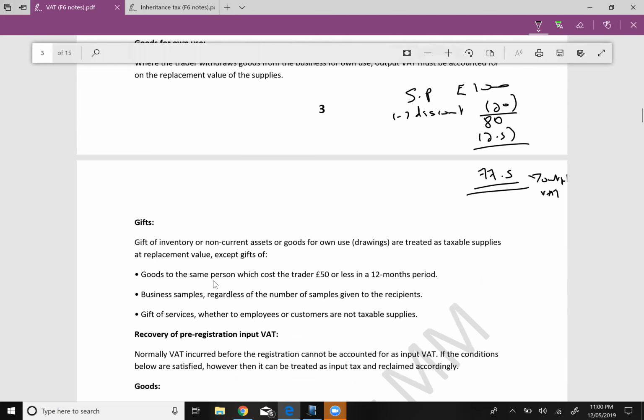Okay, now next one is gift. It says gift of inventory or non-current asset or gift for own use drawings are treated as taxable supply at a replacement value, except gift of goods to the same person which cost the trader £50 or less in a 12 months period. Business samples, regardless of the number of samples given to the recipient. Gift of services, whether to employees or customers, are not taxable supplies.